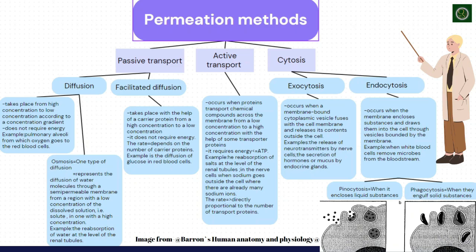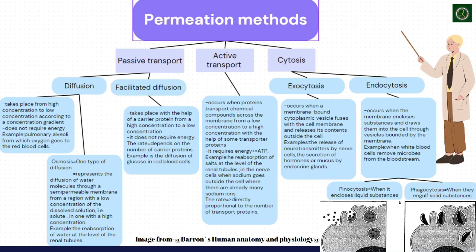Active transport occurs when the proteins transport chemical compounds across the membrane. It is carried out from a low concentration to a high concentration with the help of some transporter proteins. Therefore, it requires energy that it procures from ATP. An example of active transport is the reabsorption of salts at the level of the renal tubules, or in the nerve cells where sodium goes outside the cell, where there are already many sodium ions. The rate of active transport is directly proportional to the number of transport proteins.